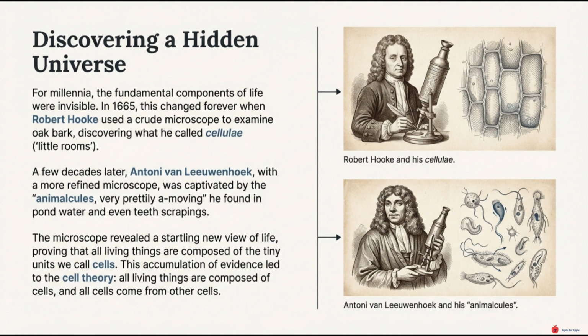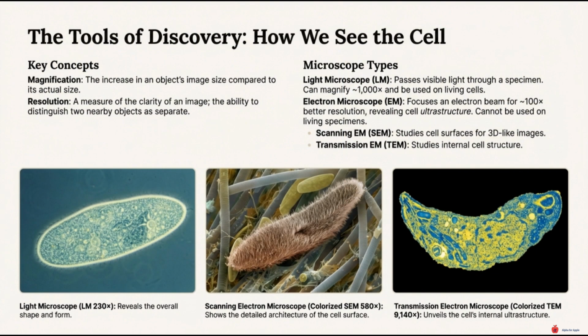He really did. And all of those observations eventually led to this foundational rule of biology, the cell theory. The idea being basically that all living things are made of cells. And this is the critical part, that all cells have to come from other pre-existing cells. They don't just appear out of nowhere. Okay, so to keep exploring this world, we need to understand the tools.